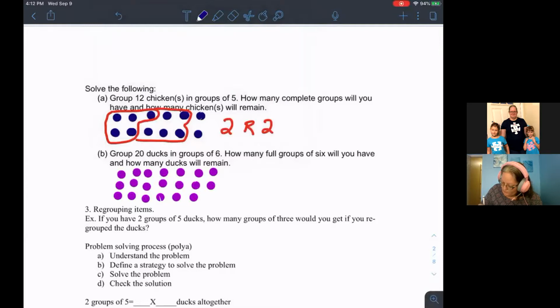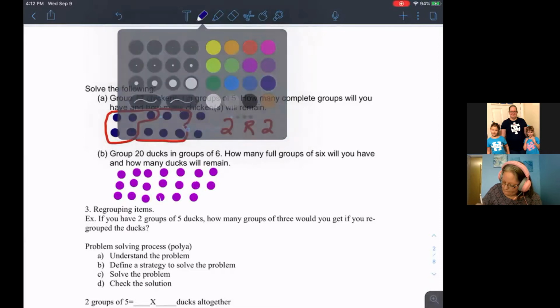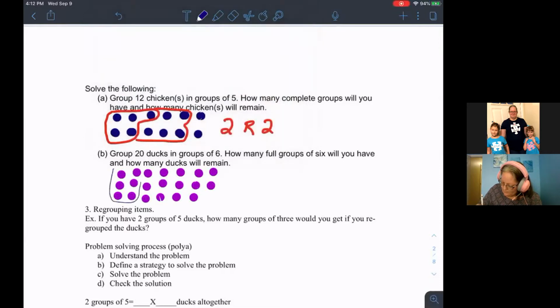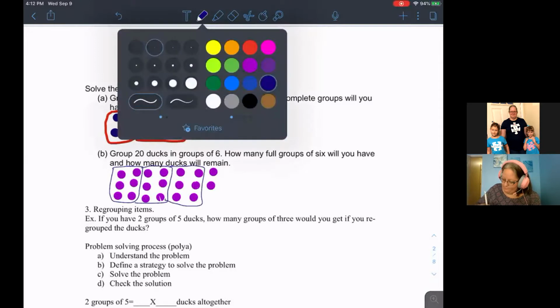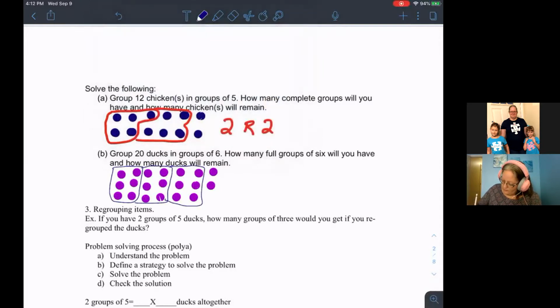1, 2, 3, so that would be 6. 1, 6. 2, 6. 3, 6. So that would be 3 groups, remainder 2.